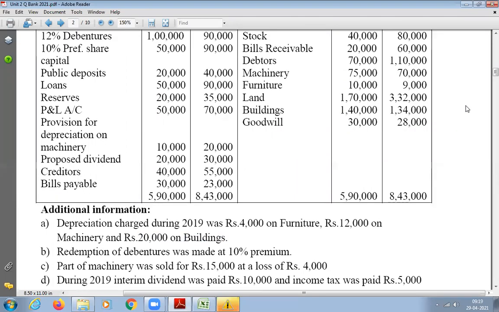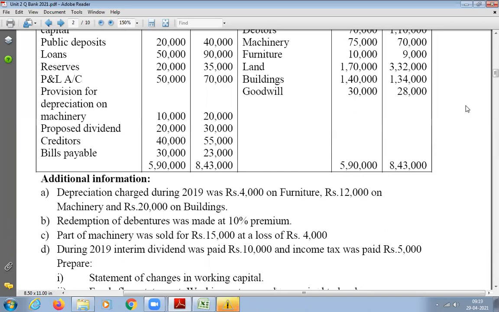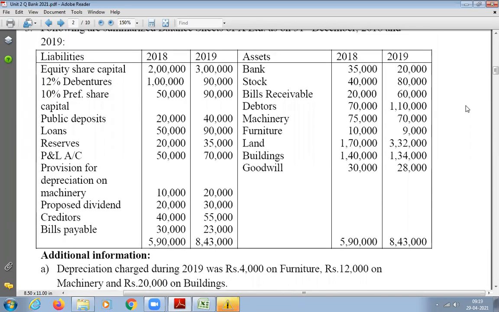Decrease 2,000, sir. Any other data is given about goodwill? No. So decrease 2,000 means what you can consider it as? When will goodwill come down? Goodwill written off, sir. That means they have written off the goodwill.